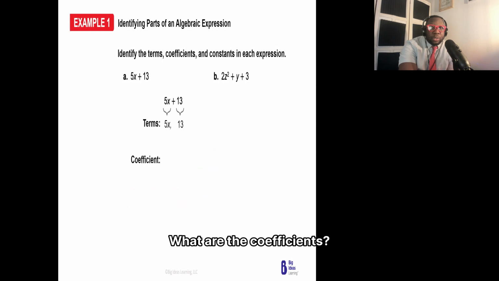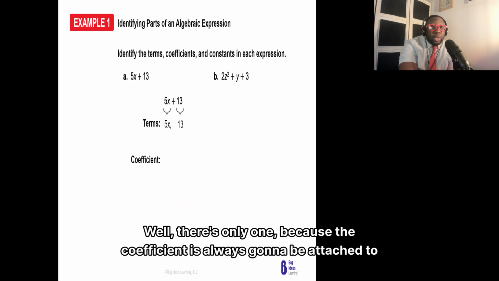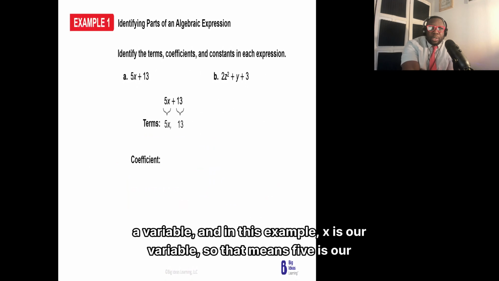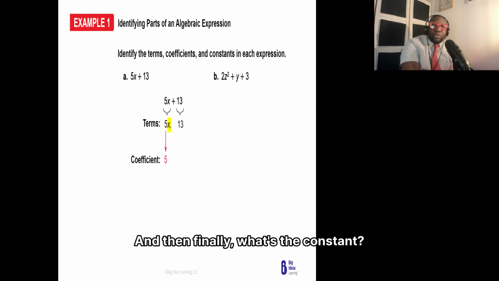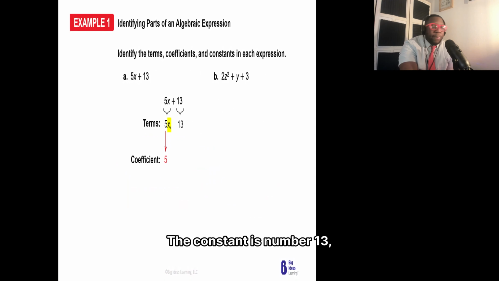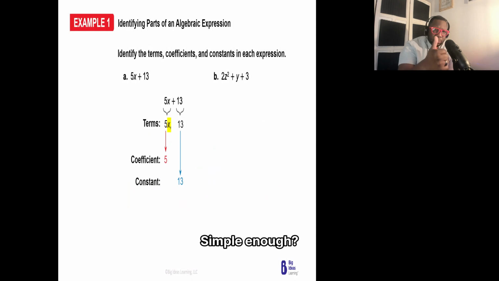What are the coefficients? Or what is the coefficient? Well, there's only one, because the coefficient is always going to be attached to a variable. And in this example, x is our variable, so that means 5 is our coefficient. And then finally, what's the constant? The constant is number 13. Because that's always going to be equal to 13. That's not going to change. Simple enough? Cool.